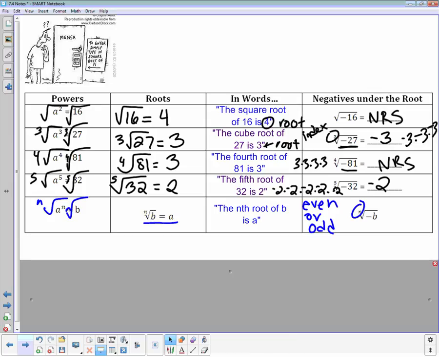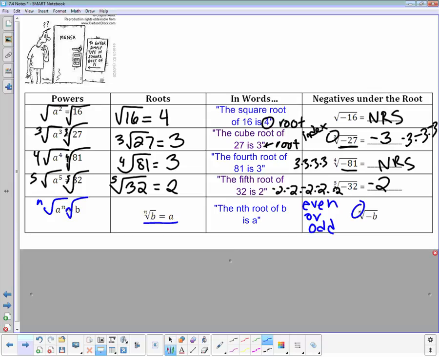And if you notice a pattern above, you'll notice that for every even index, there's no real solution for a negative number under the radical. And for every odd index, there is a solution for a negative underneath the radical. So just keep that in mind when you're working with your radicals.